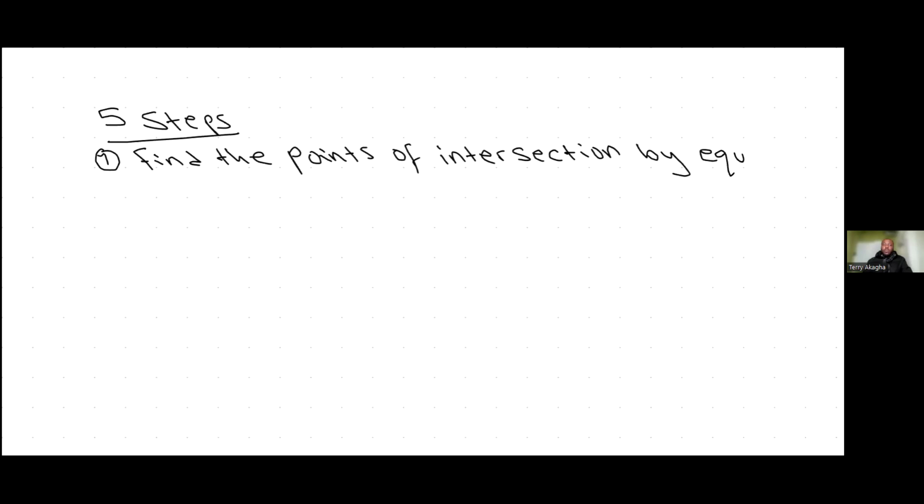All right, number 1. The first thing, like I said, you have to find the point of intersection by equating the equations of the two curves to solve for the value of x.